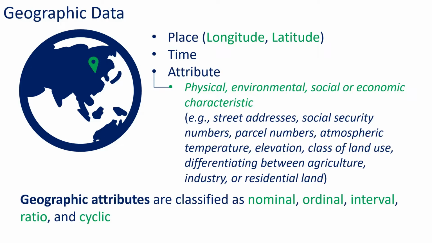And then you can think about the class of land use, whether it's an agricultural land or an industrial zone. Then you have the differentiating between agriculture, industry, or residential as well. So these are attributes that we have associated with a place and a time. And these geographic attributes are classified as nominal, ordinal, interval, ratio, and cyclic.